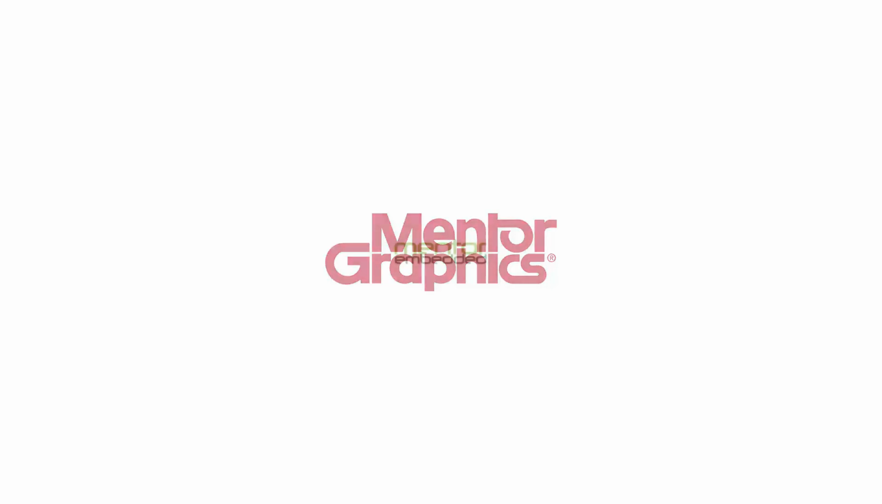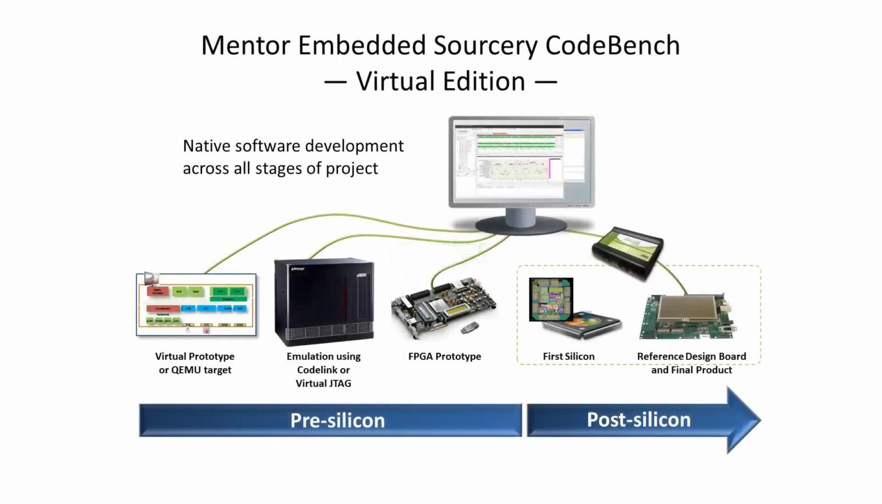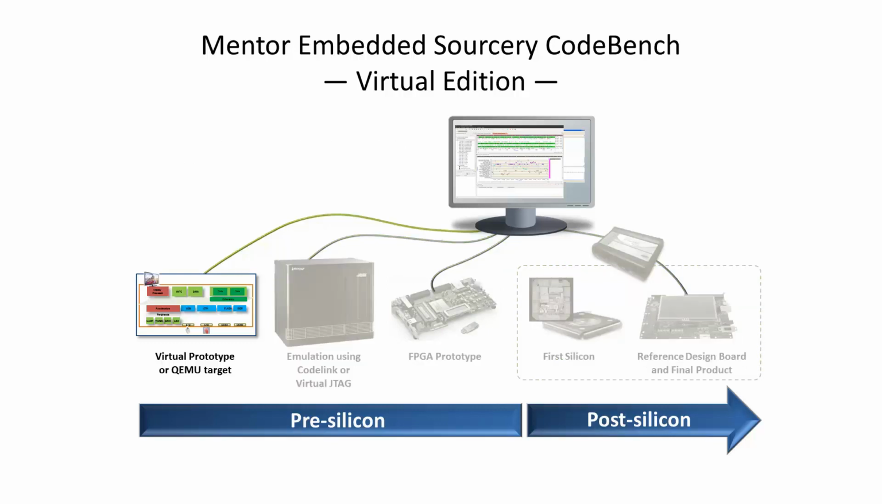This is a demonstration of using CodeBench Virtual Edition, an extension to the Mentor embedded Sourcery CodeBench integrated development environment, to debug embedded software at 3 different stages of a project. First, we'll show how a Vista Virtual Prototype can be used to begin debugging software before the hardware is designed, and for testing architectural assumptions and decisions.